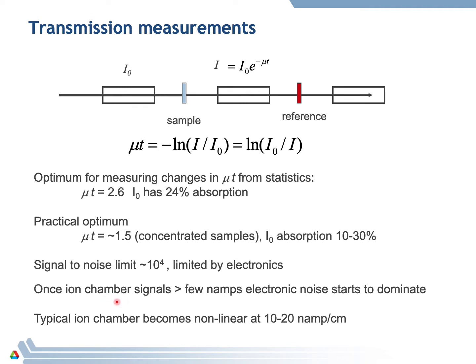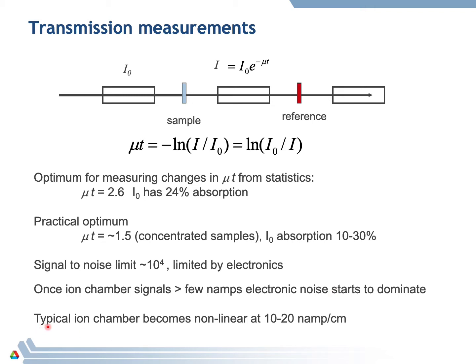One thing to note about ion chambers is once we're up to a few nanoamps, that means we're in the range of 10 to the 8th photons per second. The electronic noise should become the most important factor, not the statistics of the number of photons. So if we're running at a few nanoamps, we're probably going to be more limited by electronic noise, not statistical noise. There could be other sources of noise, for example, noise from the beam line, if the monochromator is vibrating or something, but it's not necessarily from the incident flux limitation.